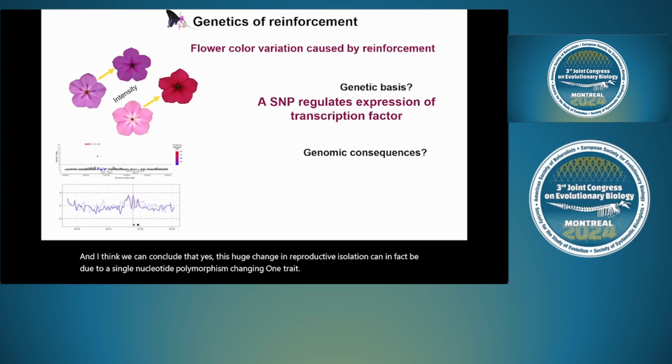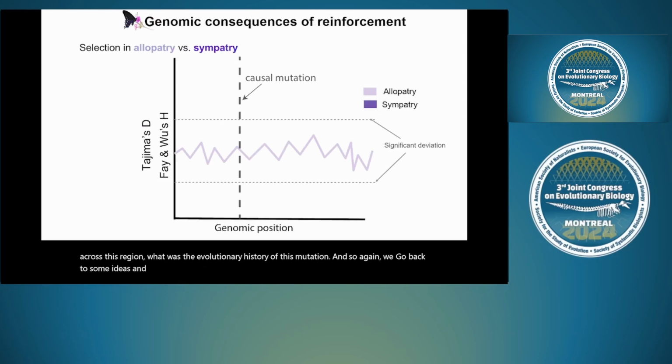Now we get to actually look at the genomic consequences, right? I'm an evolutionary biologist. I want to know how this evolved and if we can infer from the patterns of genetic variation across this region what was the evolutionary history of this mutation. And so again, we go back to some ideas and hypotheses that have been posed in the literature, that reinforcement and character displacement give us this great opportunity to compare where a selective mutation has risen to high frequency versus allopatric populations that maintain the ancestral variation and alleles.